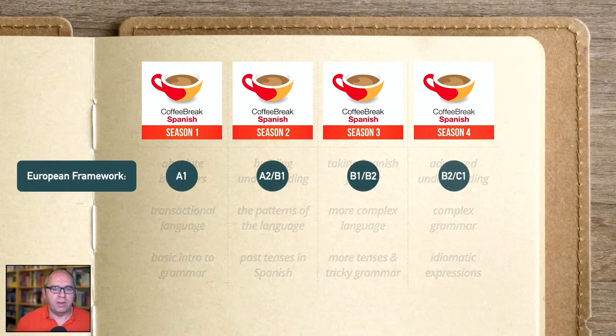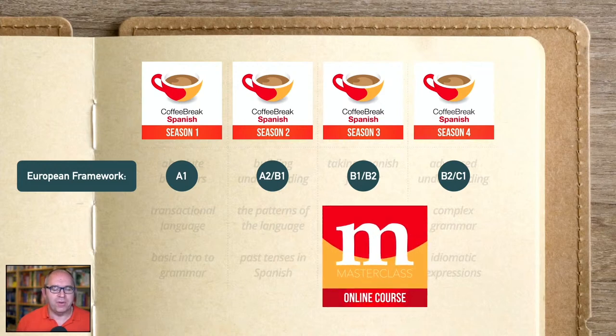And in terms of the European framework of reference for languages, season one would be A1, season two, A2/B1, season three, B1/B2, and season four, B2/C1. If you're familiar with the European framework of reference, that will make sense. If not, don't worry about it. We're looking at beginners through intermediate to advanced. Now, the masterclass comes sort of in the middle.